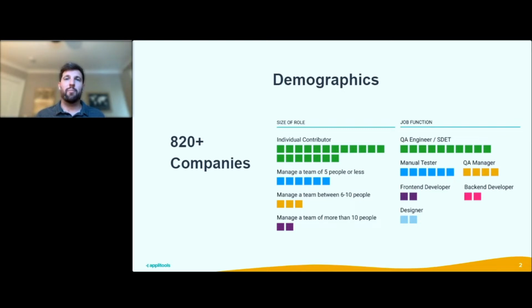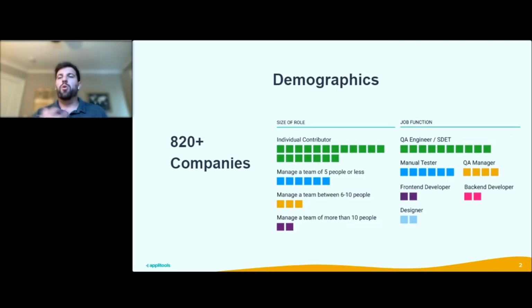Individual contributor was our number one. Makes sense. A lot of testers consider themselves individual contributors. A lot of testers are out there writing the tests themselves, running tests. Management in the QA world, usually about 5 to 6 testers per team. So definitely teams are growing in general, but most people that answered the survey identified as an individual contributor in their role.